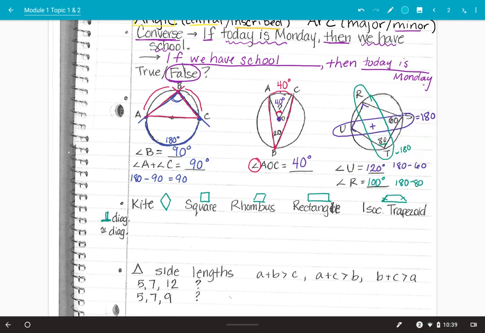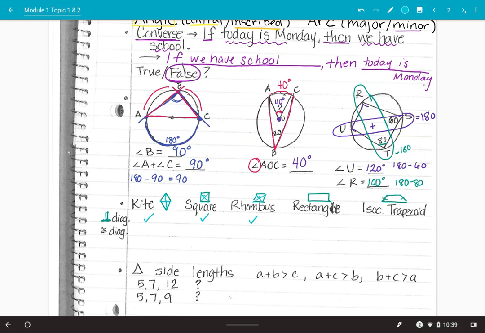All right, for this one, are the diagonals perpendicular, meaning do they make a right angle? So this one, they do. A kite does make a perpendicular. A square will. It makes a diagonal and it makes a right angle. And a rhombus will. Think of a rhombus, if you need to, as a square just pushed sideways. Rectangle, it's not going to be perpendicular, and neither will isosceles trapezoid.